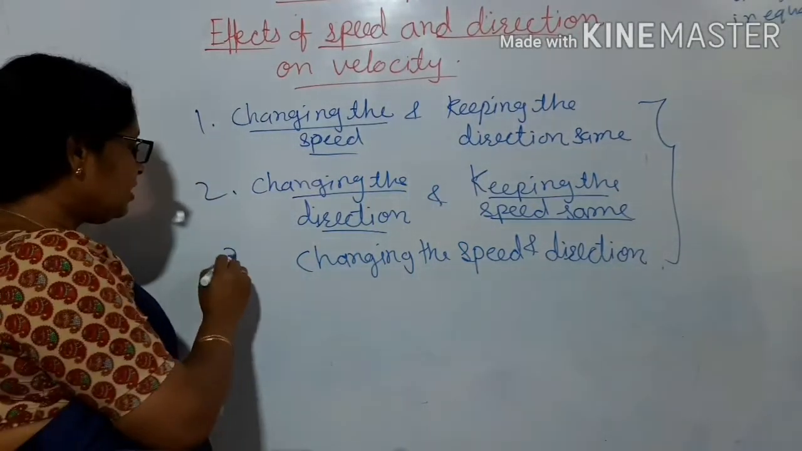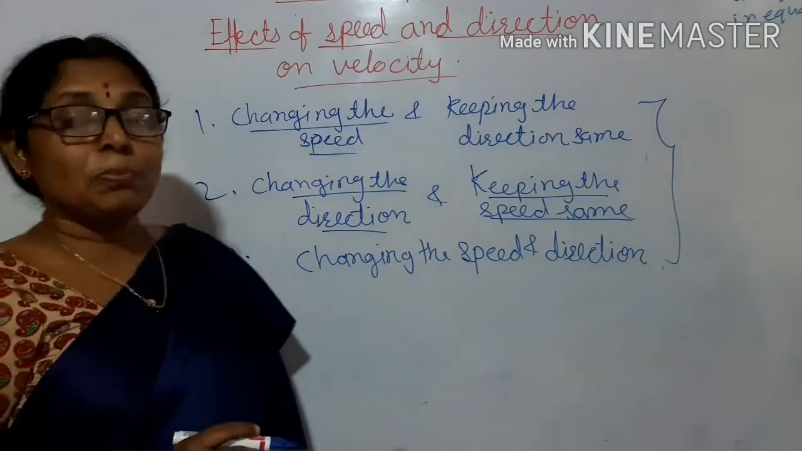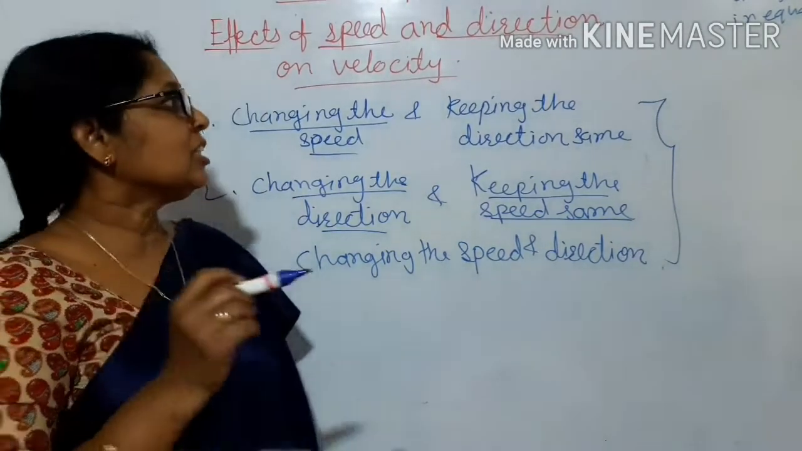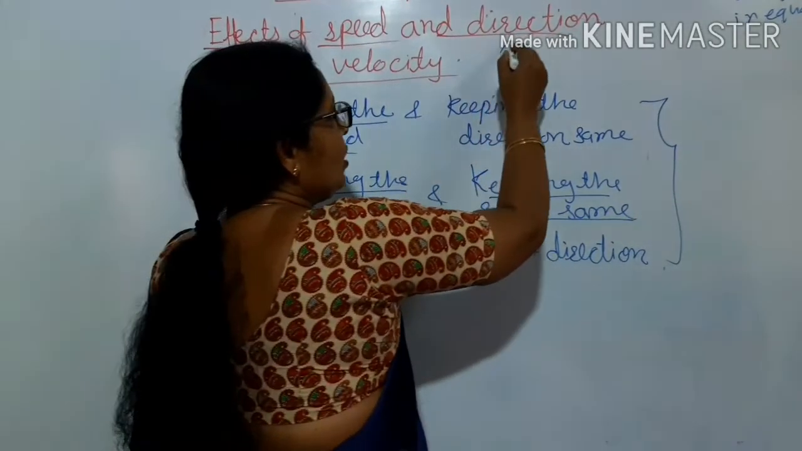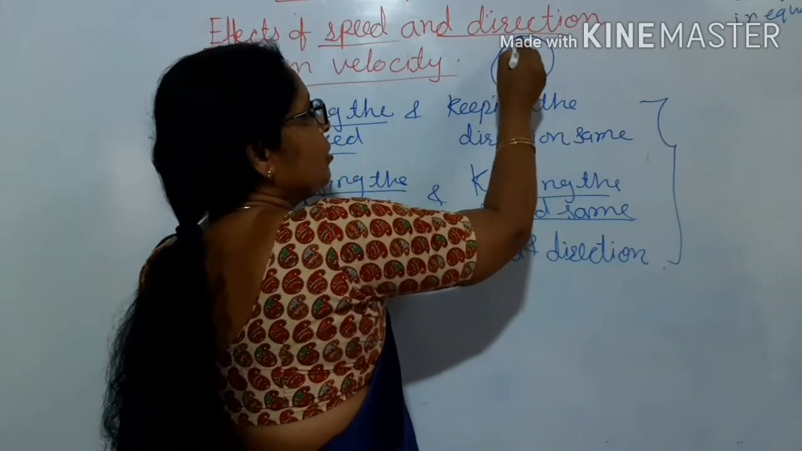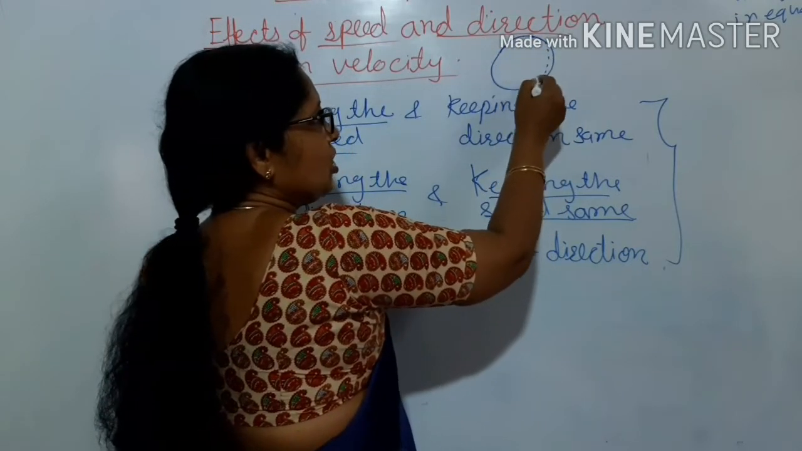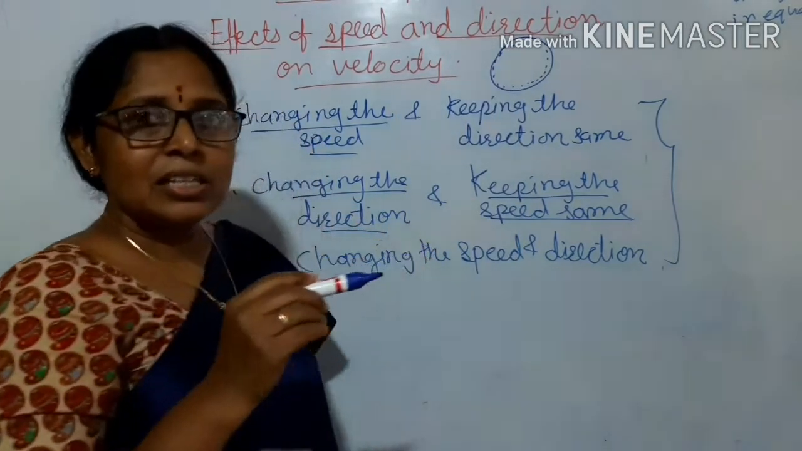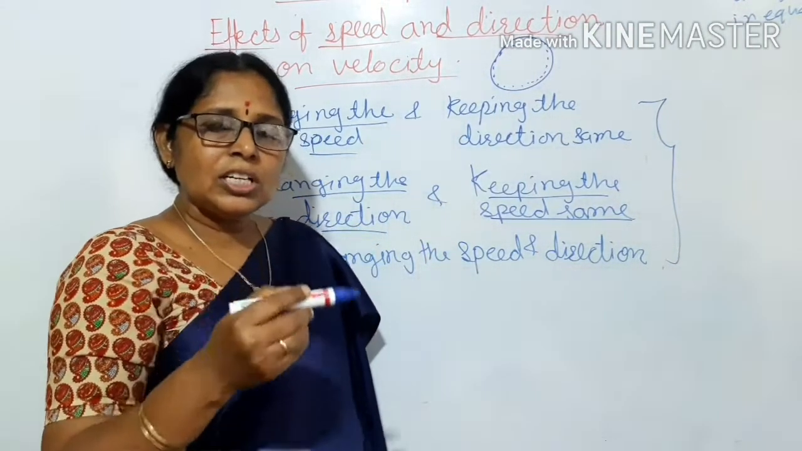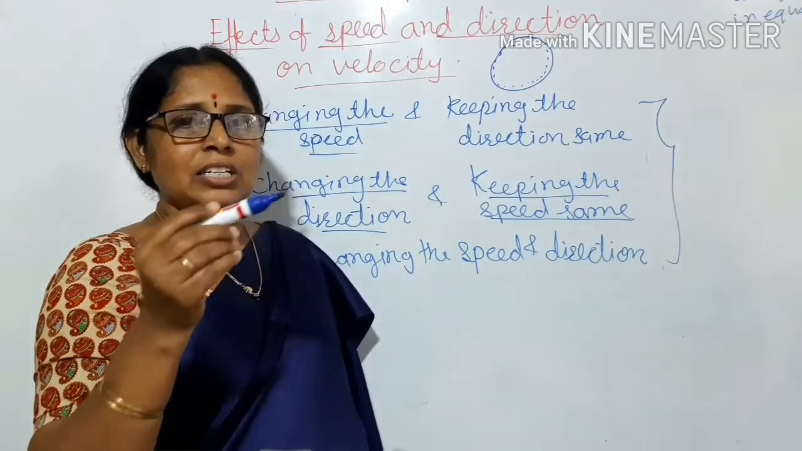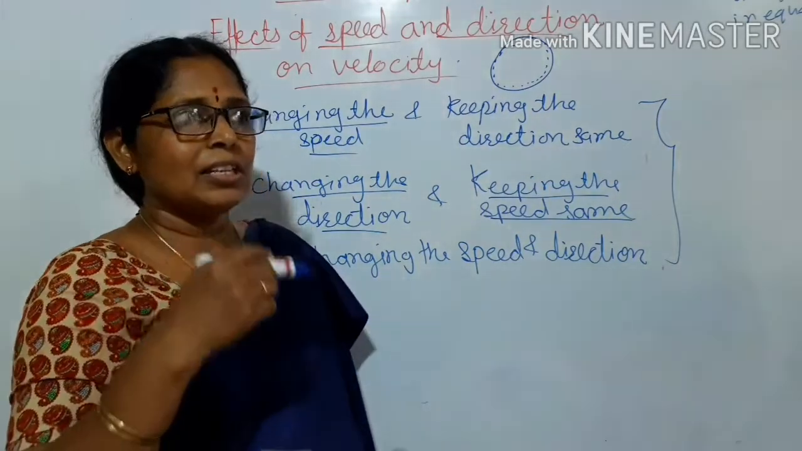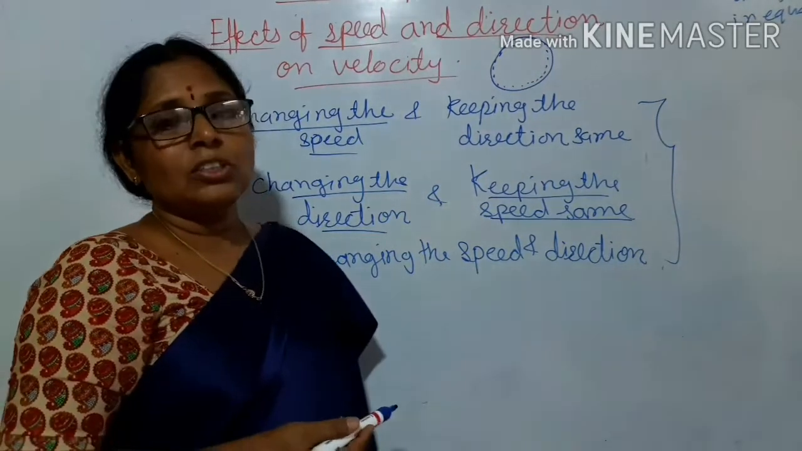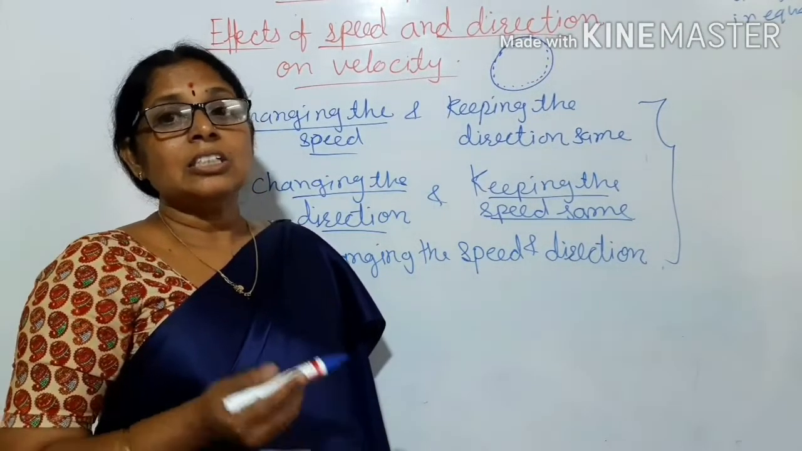Then third is changing the speed and direction. Suppose you are going in a circular path, means continuously you are changing the direction and continuously the speed also changes, 30, 20, 40, 60, 40, 20, like this continuously you are changing your speed. At that time also the velocity changes.